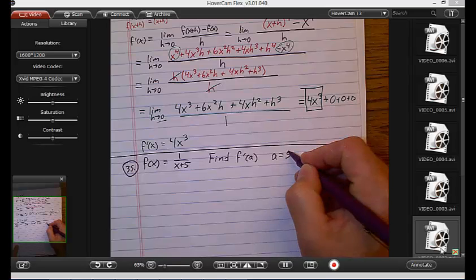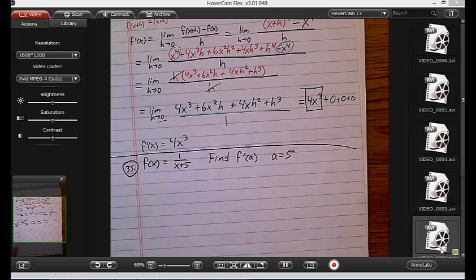Good. Because if it was negative 5, what would be true? Well, you'd be dividing by 0, so the function wouldn't even be defined at negative 5. Okay? We're going to talk a little bit about that today, how that affects things. But here, they want me to find f prime of a.